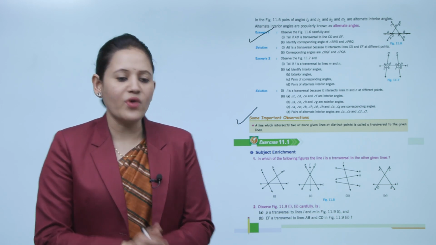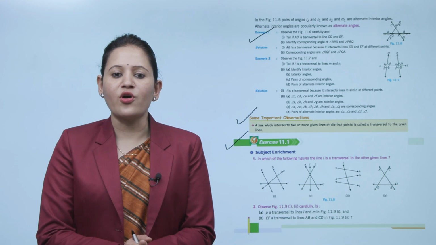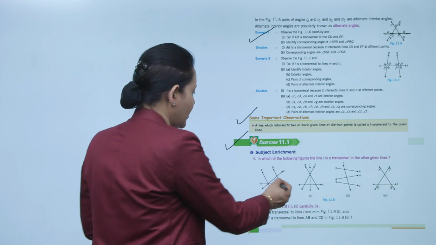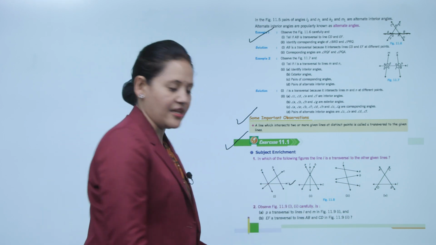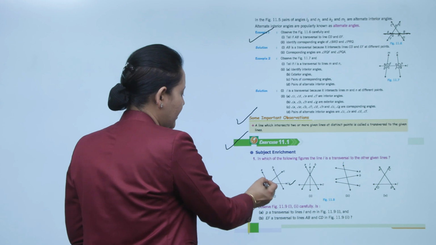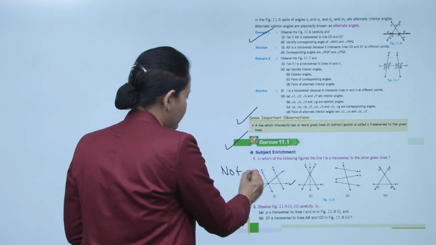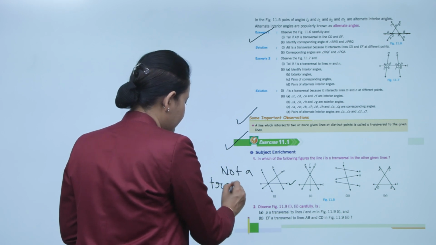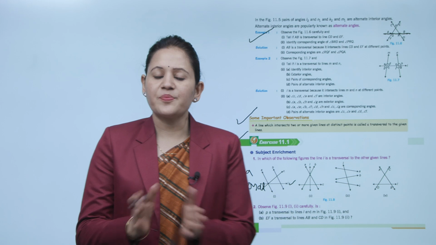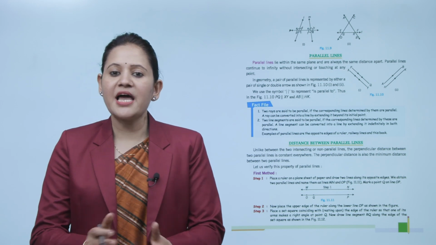Next is exercise 11.1. In which of the following figures is the line L a transversal to the other given lines? In the first figure, here this is the line L. Here it intersects at the same point. So, this is not a transversal. Clear? So, practice all the questions of this exercise. Next is parallel lines.